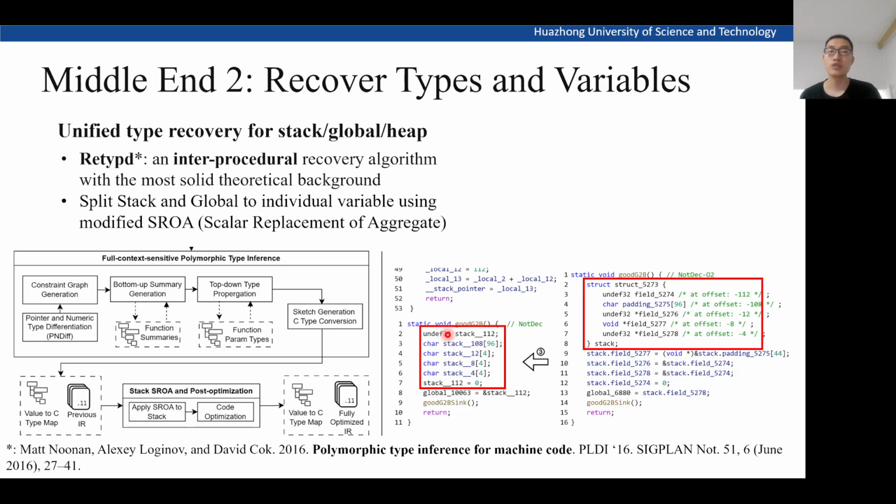After that, we need to recover high-level types. Another point that makes our compiler much simpler is to use a unified type recovery for stack, global, and heap regions. We reuse an existing type recovery algorithm called Retypd. We will not get into detail here. After that, we recognize the internal structure of the stack region, and then we split the structure into individual local variables.